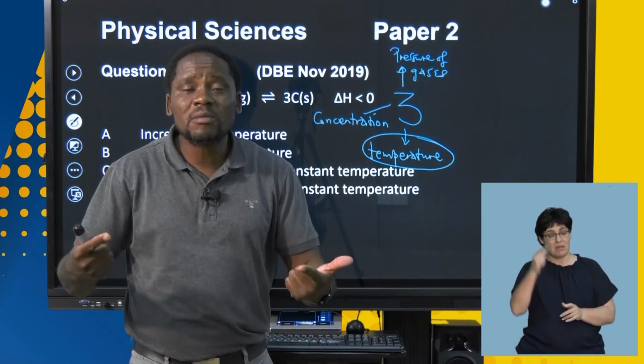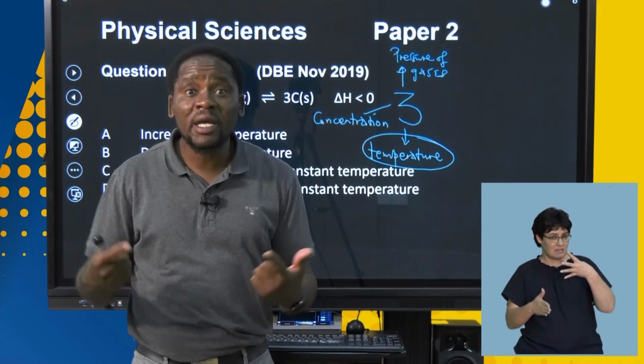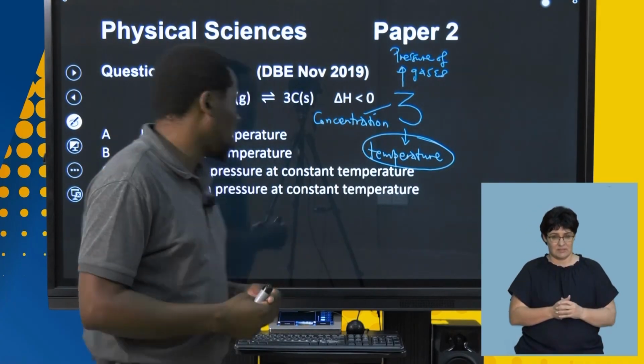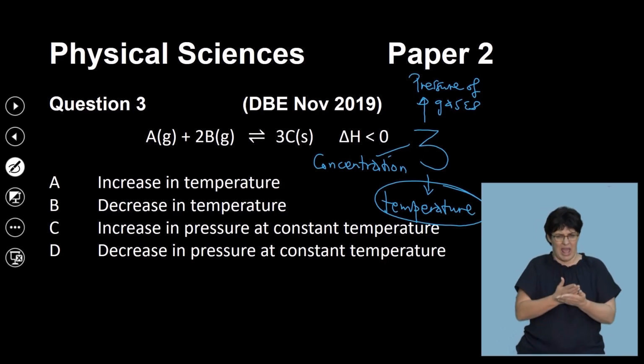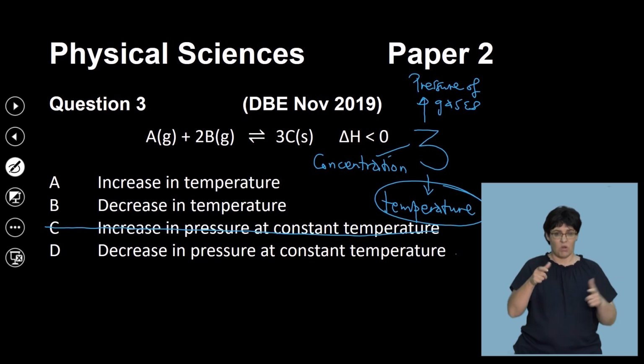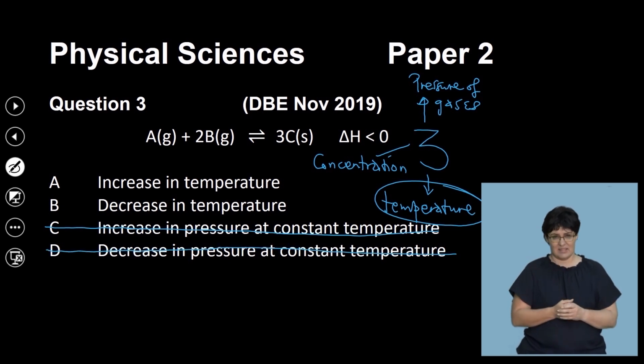But the thinking behind elimination is our main focus in this case, okay? Now, anything that talks about pressure is totally out because changing pressure does not affect the magnitude of the Kc. So we'll eliminate C and D, and we're left with A and B. And then again, it talks about the magnitude of the equilibrium constant.